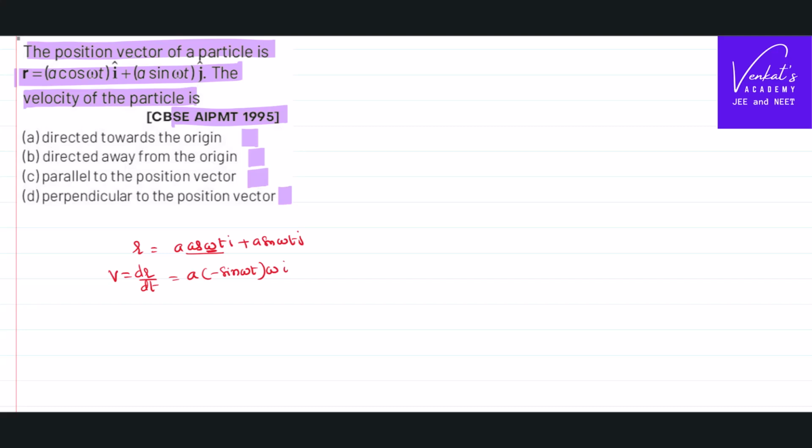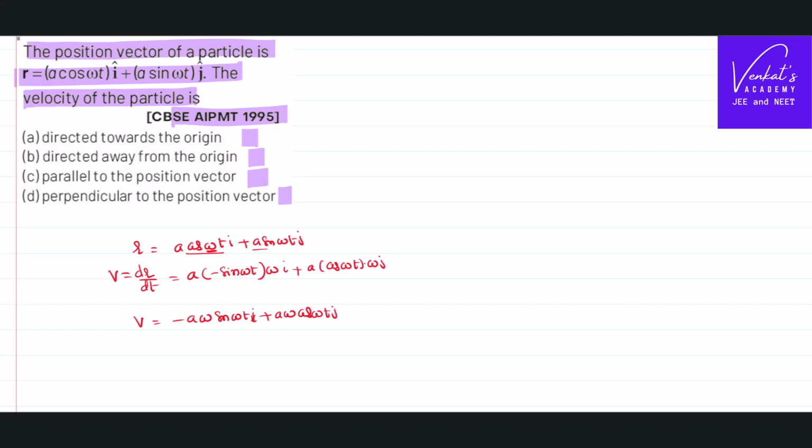i cap plus a is again constant. Differentiation of sin omega t is plus cos omega t. Again I have to multiply with omega, chain. So the velocity vector is minus a omega sin omega t i cap plus a omega cos omega t j cap. I got both the position vector as well as the velocity vector.